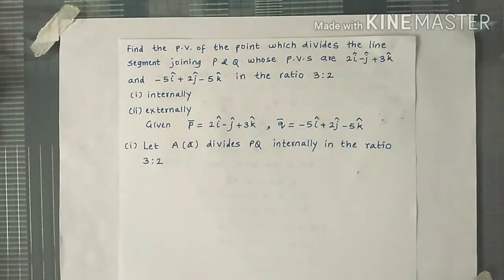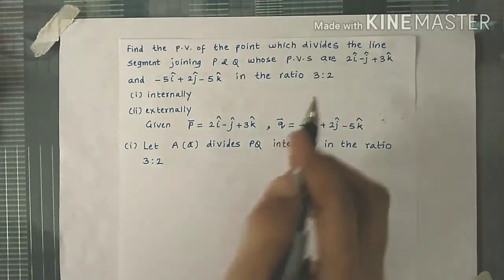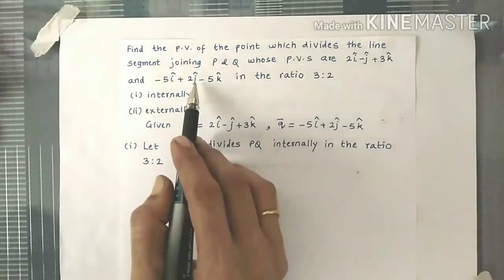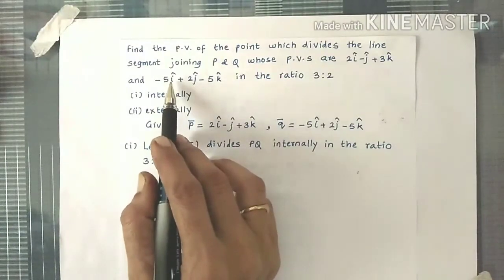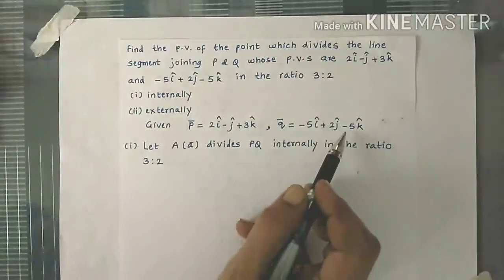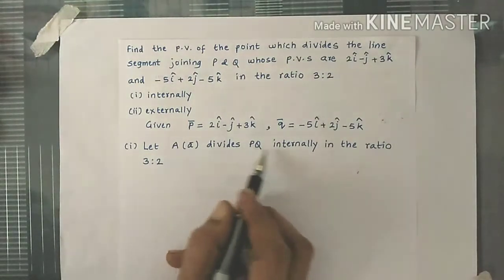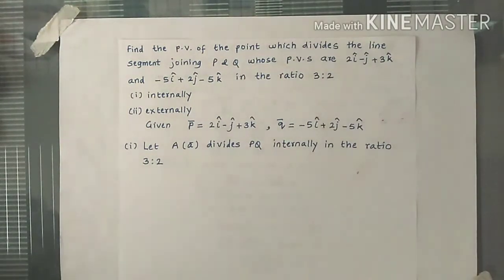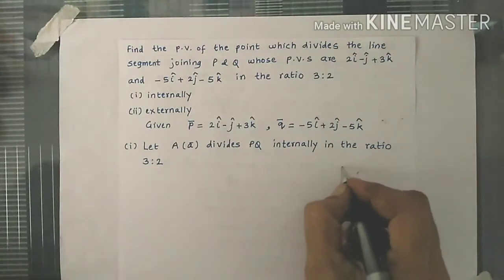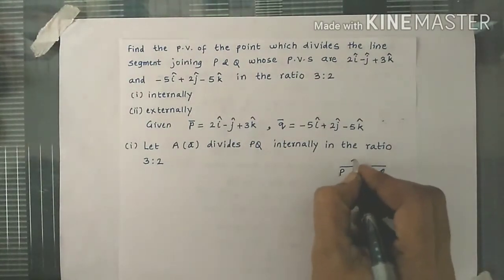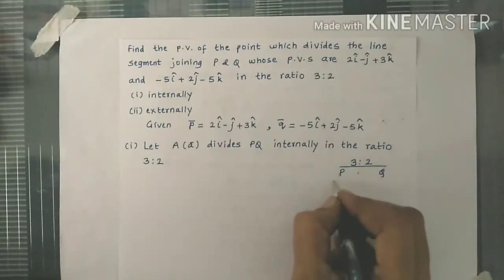So we have been given the position vectors of P and Q. That means P bar and Q bar are given. So let P bar be equal to 2i minus j plus 3k, and the position vector of Q is Q bar, minus 5i plus 2j minus 5k. And let point A divide PQ internally in the ratio 3:2.